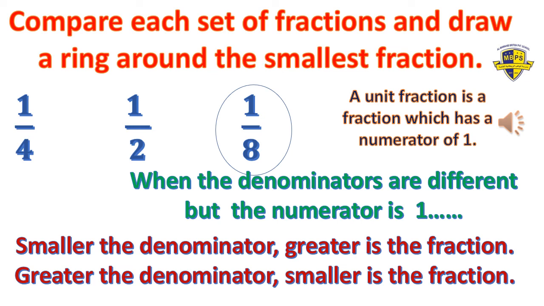Now let's repeat. Greater the denominator, smaller is the fraction. So in these 3 fractions, which denominator is the greatest? Yes, 8 is the greatest. So the fraction which is smaller will be 1/8.